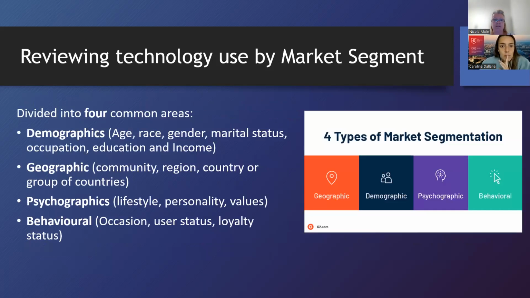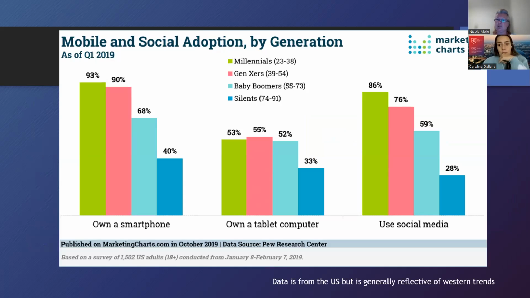So we review our technology use by market segment, and we talked about this market segment earlier on, so I won't talk too much about that again. This is a really interesting slide. It looks at mobile and social adoption by generation. So when we talk about generation, we're talking about the age of our customers, and we group our customers and give them different names.